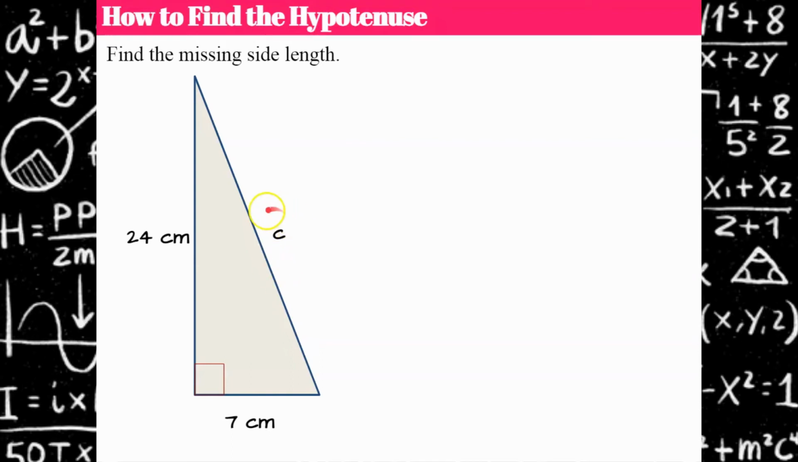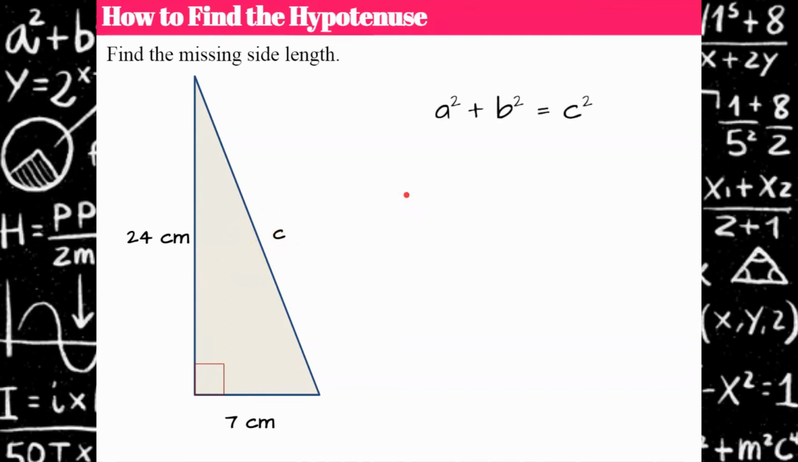So in this right triangle, I'm missing the side length of C, which is my hypotenuse. It is directly across from the right angle. My legs that form the right angle, my A and my B, which are interchangeable, you could call this 7 side A and 24 side B, or you could call 7 the side B and 24 the side A. It doesn't matter. Legs are interchangeable. The only thing that matters is that these are the legs and this is the hypotenuse.